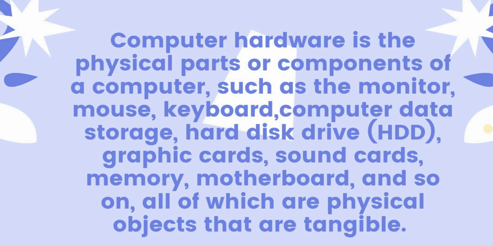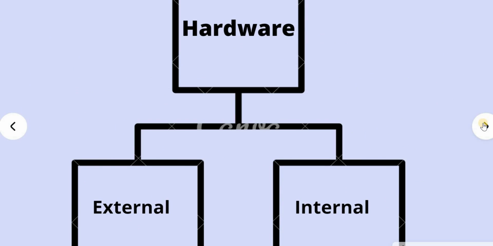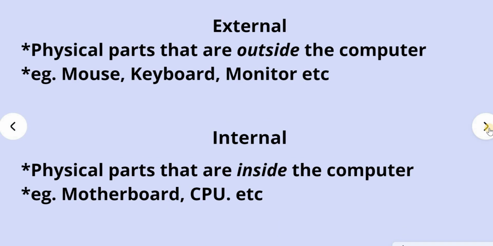And hardware parts can be of two types. They are external hardware and internal hardware. External hardware parts are the physical parts that are outside the computer, like mouse, keyboard, monitor, etc. Internal hardware are the physical parts that are inside the computer case. Example, motherboard, CPU.